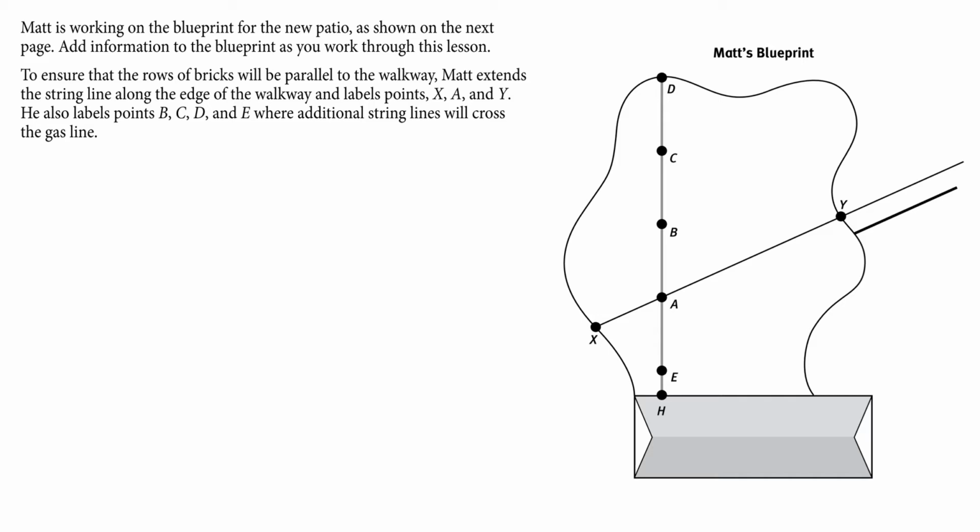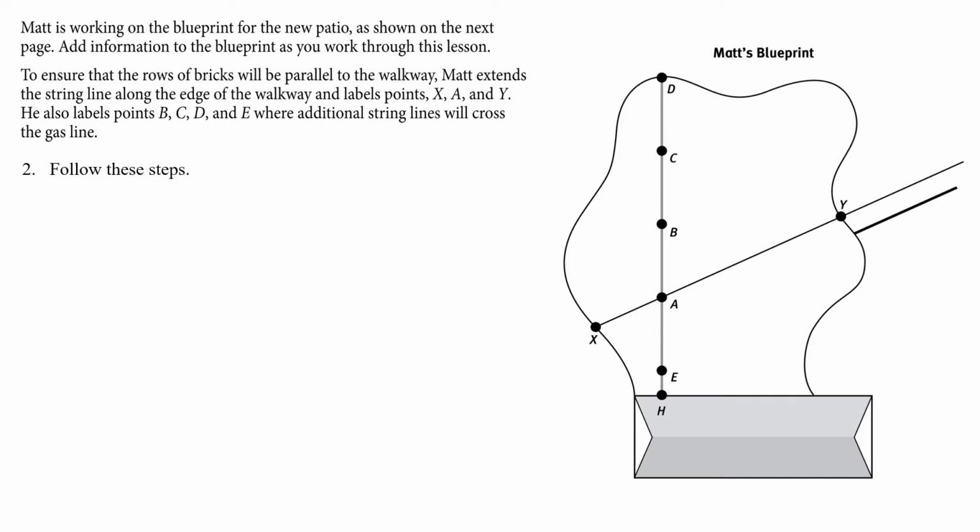To ensure that the rows of bricks will be parallel to the walkway, because that's our whole basis of this, Matt extends the string line along the edge of the walkway and labels points X, A, Y. So that's line XY right there. He also labels points B, C, D, and E, where additional string lines will cross the gas line. Those are going to be intersection points. This is going to be our transversal, that up and down line, and those points that we've labeled are where new lines that we're going to draw will cut the transversal.